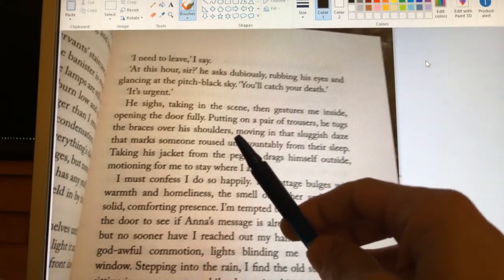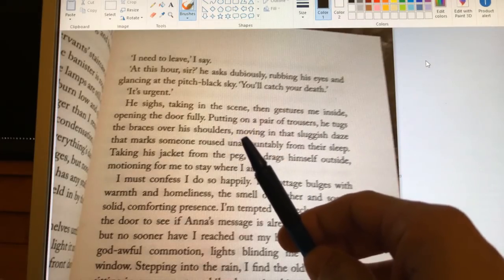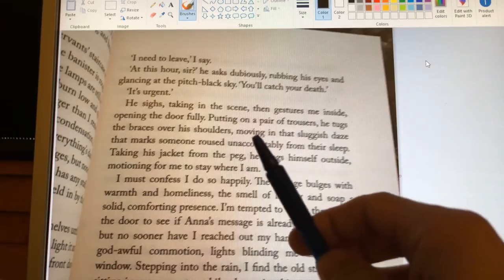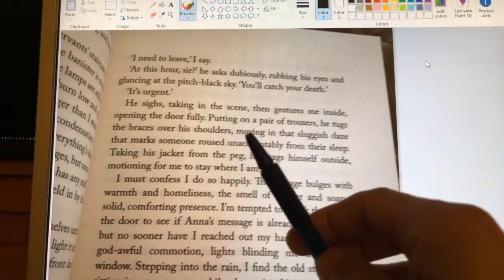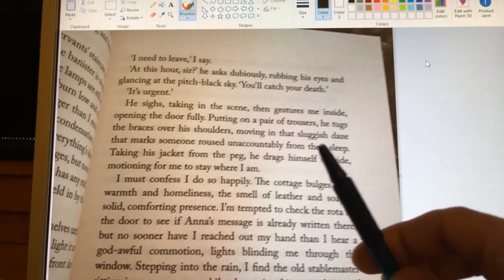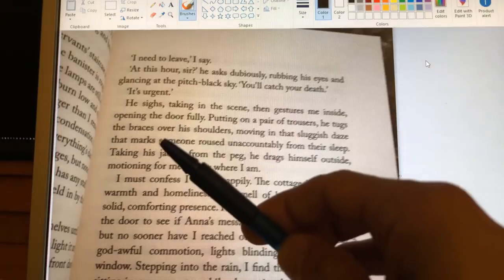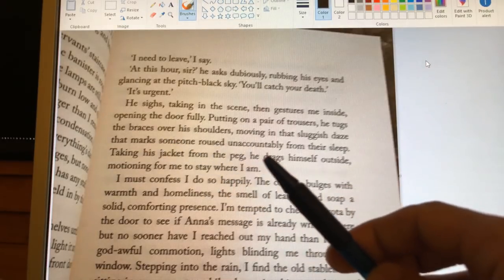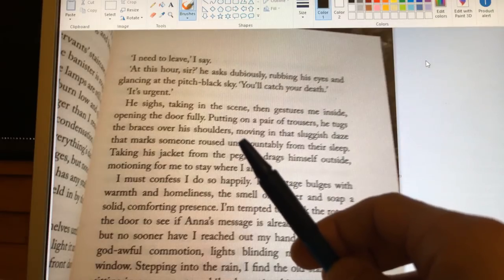The next comma comes before the word moving. Now moving is another participle, it's describing he, and so we need that comma there. Without the comma, it sounds like the shoulders are moving in that sluggish daze. But we want to make it clear that he is moving in that sluggish daze that marks someone roused unaccountably from their sleep. So because it's he, we need that comma there.